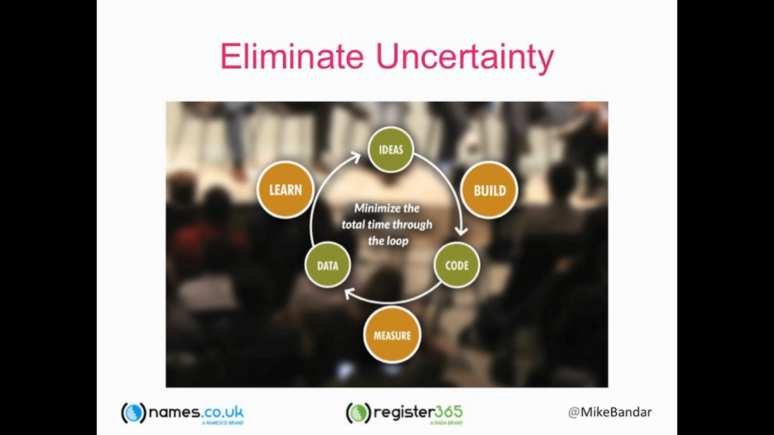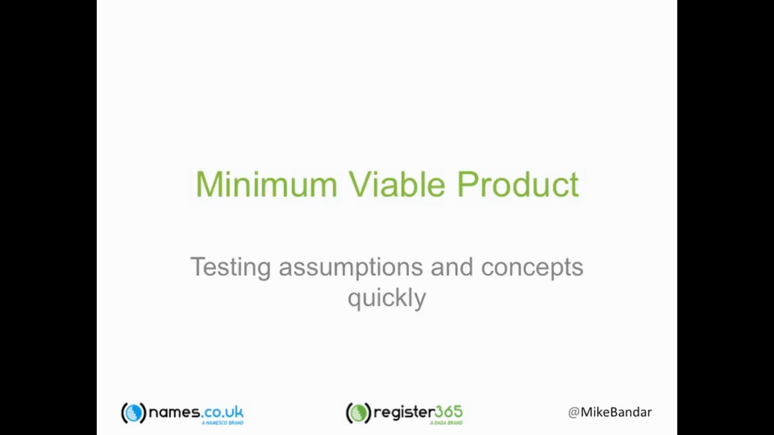So how do we do that? Once we've got a list of assumptions, the second step is really to build a minimum viable product. This enables us to test assumptions and concepts as quickly as possible. And a minimum viable product is essentially the quickest, cheapest, easiest, most lightweight version, which includes the value that you're hoping to provide to customers, to see how they react when you try and provide that value to them.